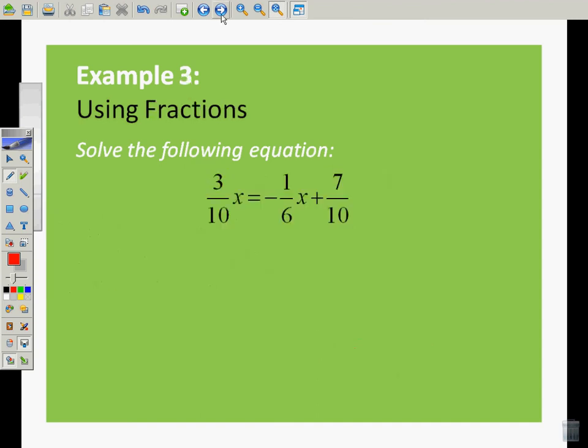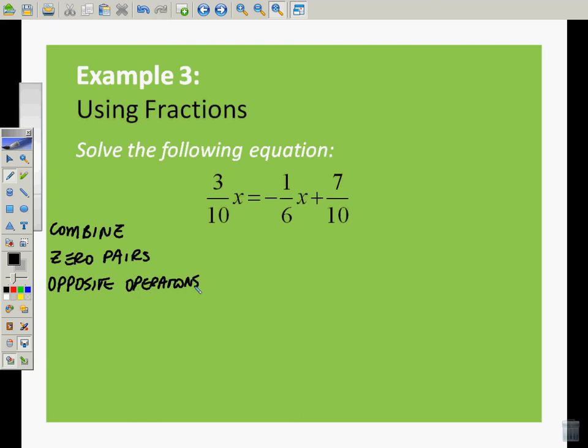Okay, so let's look at one with fractions. We need to remember that fractions are really just decimals that haven't been converted to decimals yet. So we haven't actually done the division. So we're still going to use the same steps. Combine like terms, zero pairs, opposite operations.